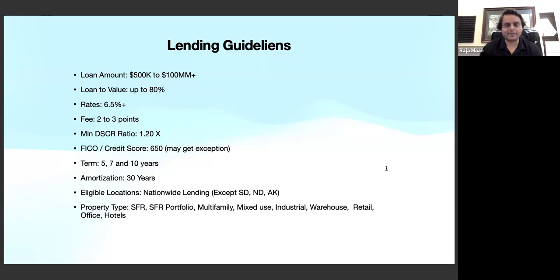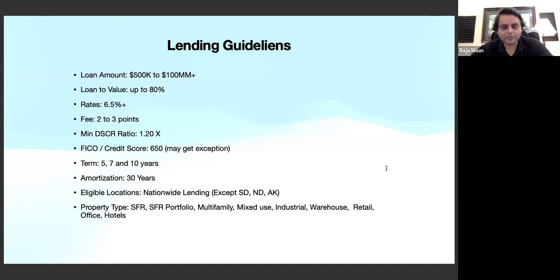And the term is 5, 7, or 10 years. You can lock the rate for 5 or 7 or 10 years. So the longer the term, the better the rate you get. And we have a program for 30 years, fully amortized too. You can get one rate all the way for 30 years.